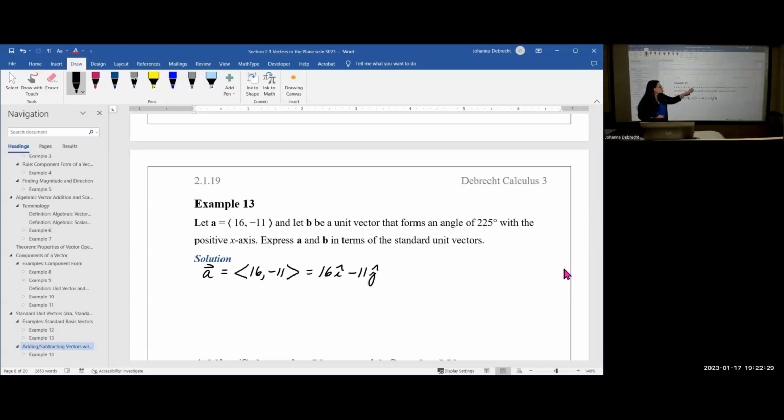Now, what about B? Well, it's a unit vector, and it forms an angle of 225 degrees with the positive x-axis, or 5 pi over 4. So the first thing I'm going to do is draw this so I can figure out where it is. So it's down here, and it has a length of 1. Well, if it has a length of 1, it's on the unit circle. And not only that, I know the reference angle is 45 degrees, or pi over 4, which means the lengths of the x and the y side are 1 over the square root of 2.